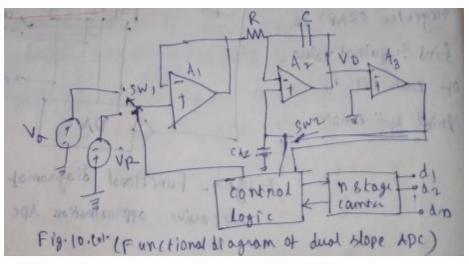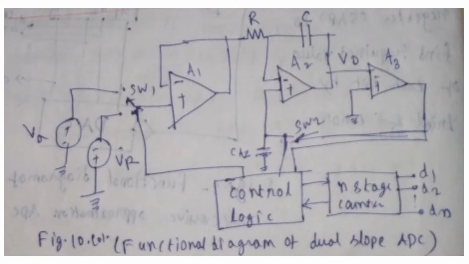Dual slope ADC consists of three op amps. The first one is a voltage follower, the second one is an integrator, the third one is a comparator. Here the non-inverting terminal is grounded. It consists of two circuits, one is control logic and the other is an n-stage counter. The counter is a ripple counter here. The two inputs are VA and the reference voltage VR. VR is connected with a minus supply voltage. Two switches, SW1 and SW2.